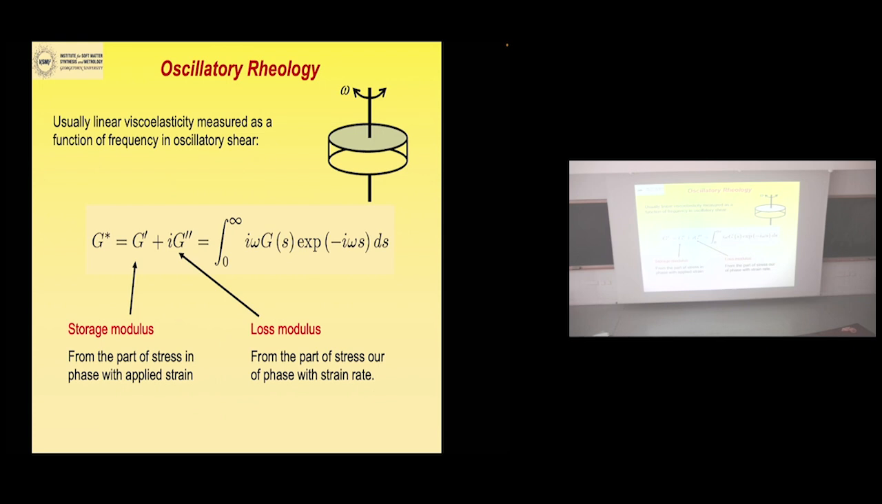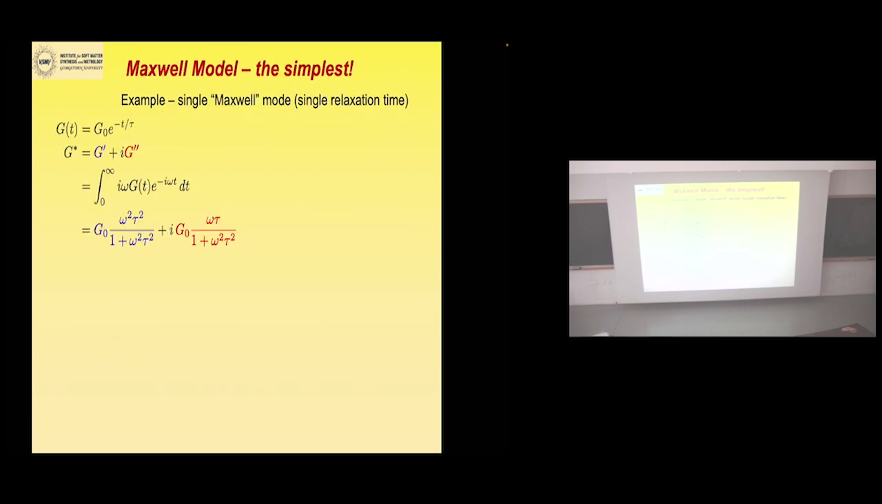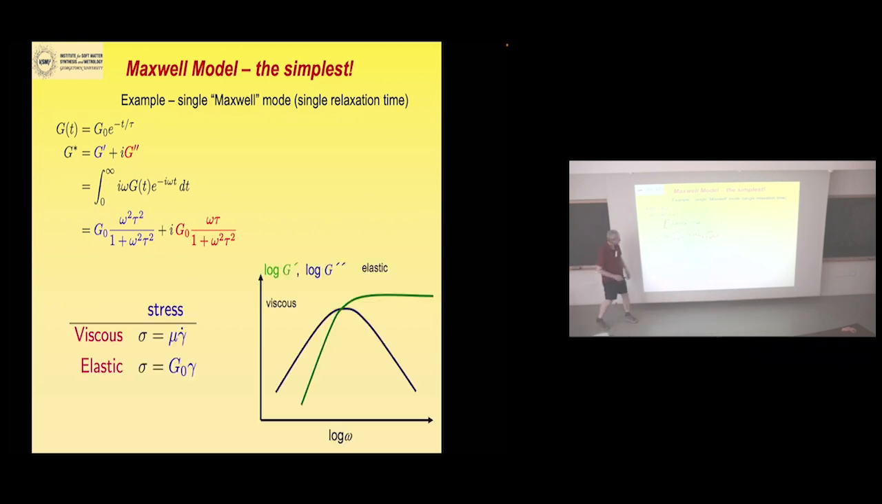Okay. He told you about oscillatory rheology, G prime and G double prime, so I don't need to go over that. At the very end, he introduced the Maxwell model. Okay. And the Maxwell model is indeed the simplest model. So the idea is that the modulus has just a single exponential. Of course, we can do all the integrals for that, and you get a nice form.